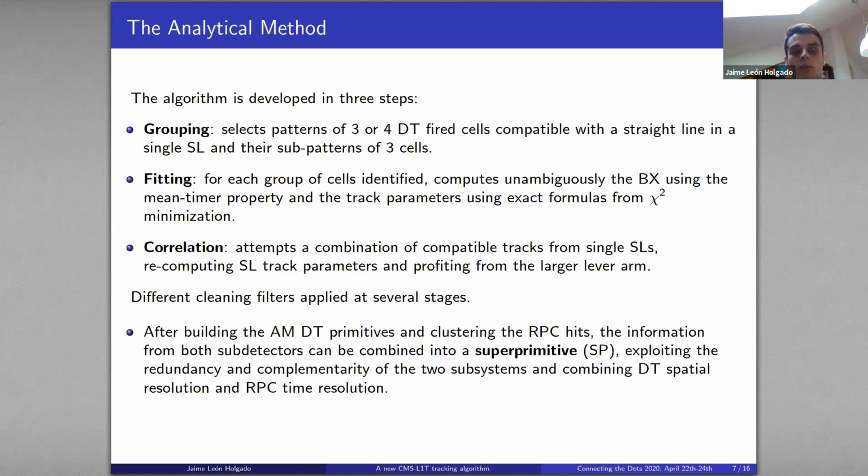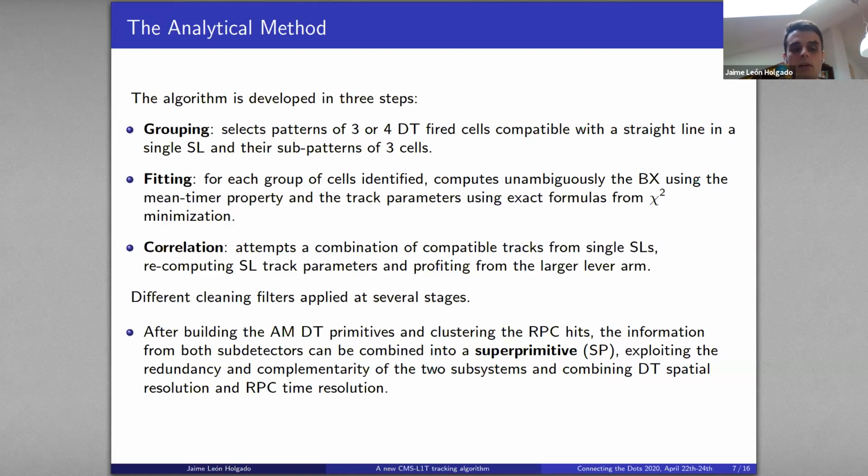The first one is the grouping. The algorithm selects patterns of 3 or 4 DT fired cells that are compatible with straight lines only in a single superlayer, and also their subpatterns of 3 cells. Then the fitting: for the groups that the grouping identified, it computes unambiguously the bunch crossing using the mean timer property, and also the other track parameters using exact formulas obtained using chi-square minimization. At the end, the correlation attempts to combine the compatible tracks that we obtained from the single superlayers and then recomputes the superlayer track parameters, so it can profit from the larger lever arm that we have between superlayers.